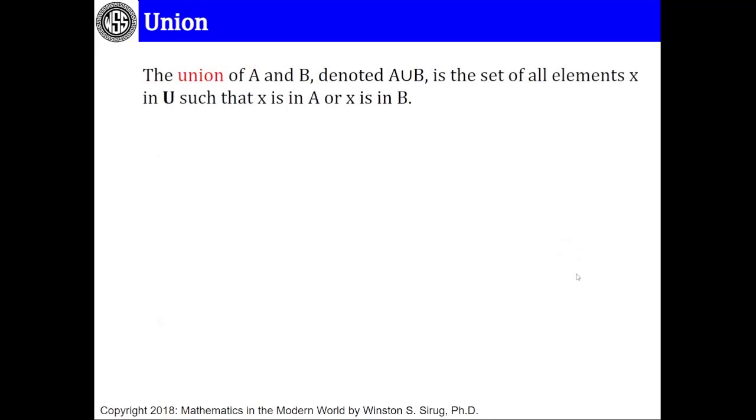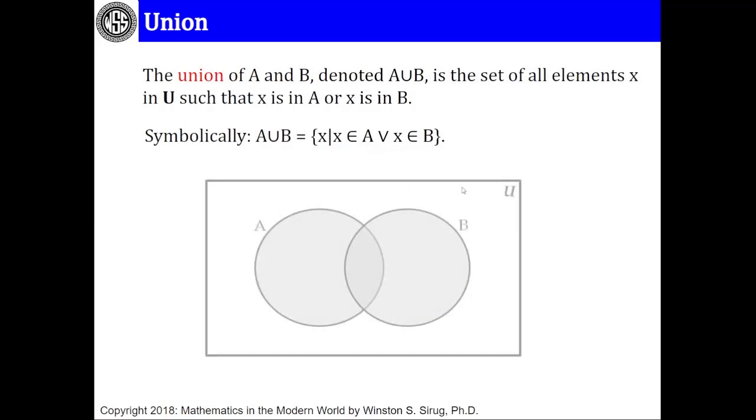So we have first the union of A and B, denoted by A union B, is the set of all elements X in U such that X is in A or X is in B. Okay, so symbolically, A union B is equals to the set of X such that X is an element of A or X is an element of B. Hindi ko lang maano kung paano ito basahin ha. So, symbolically, this is the formula for A union B. So, we can see here the set of A and we have the set of B. So, ang union niya, ito. And it is an overlap.